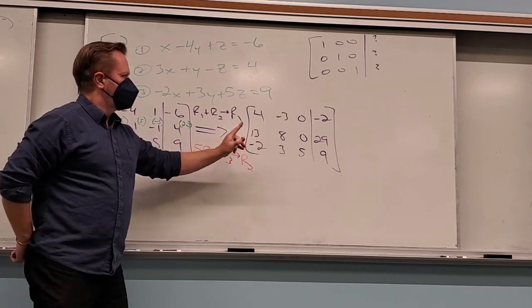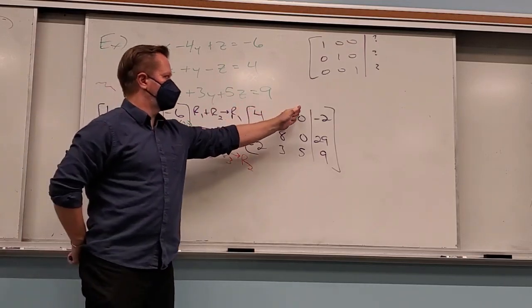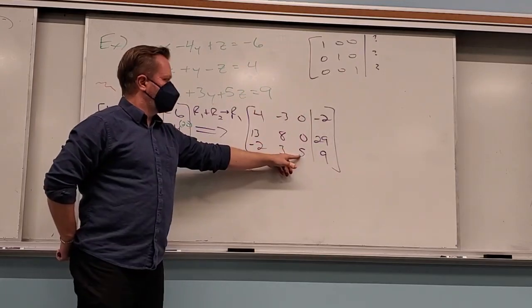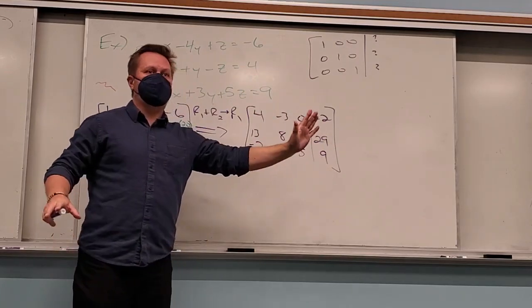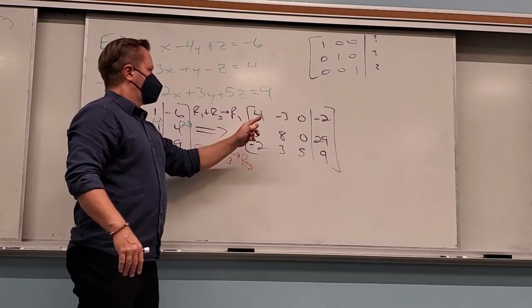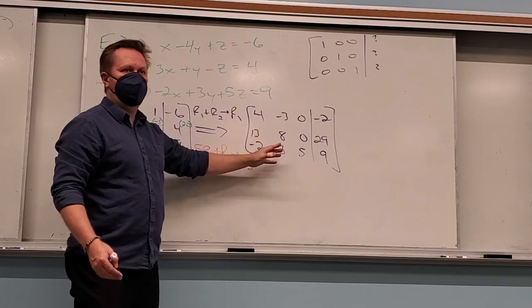Okay, which column would you like to move to next? Do you see how I'm basically done with this column? I got my two zeros. I don't want to make this a one yet, because if I divide by five, I get a bunch of fractions. So I'm just going to do that later. So which column do you want to move to next? Second. Sure, second one.